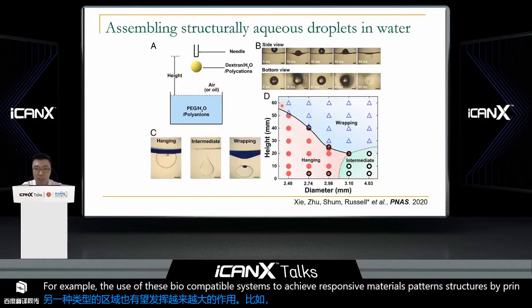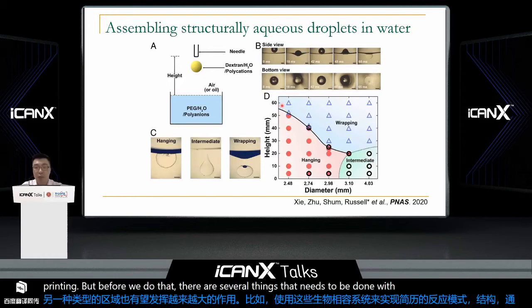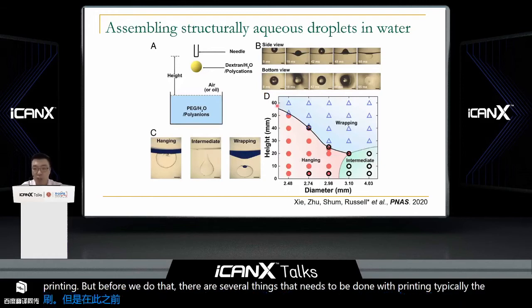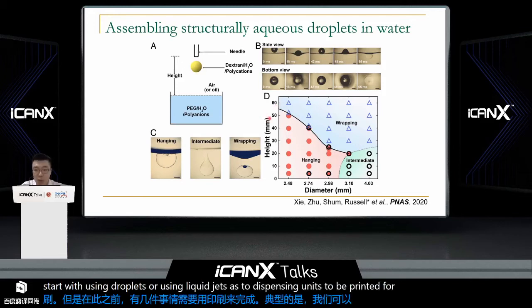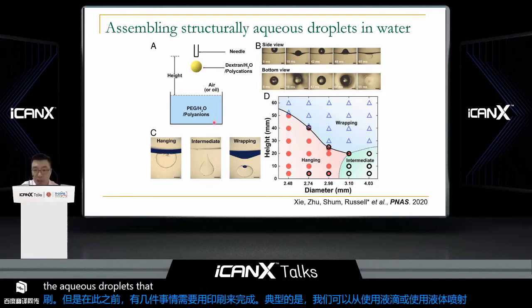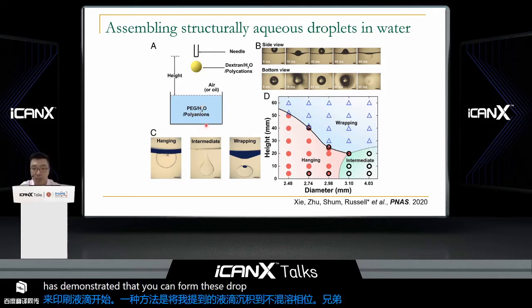But before we do that, there are several things that need to be done. With printing, typically we can either start with using droplets or using liquid jets as the dispensing units to be printed. For the droplets, one way is to deposit the aqueous droplets that I mentioned into an immiscible aqueous phase. And Professor Tom Russell's group has demonstrated that you can form these droplets in a very controllable manner in one of our collaborations.